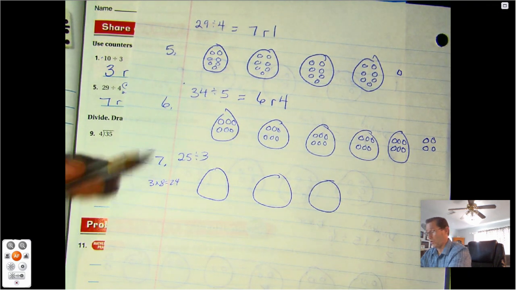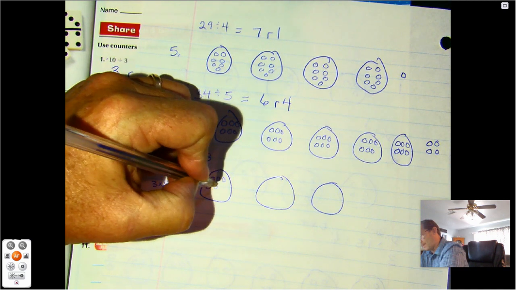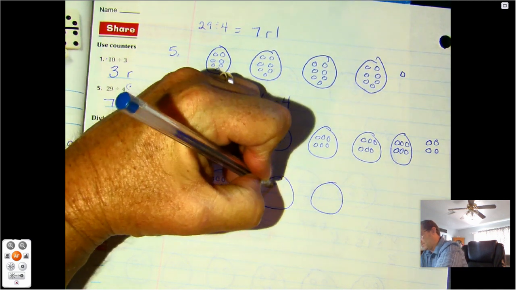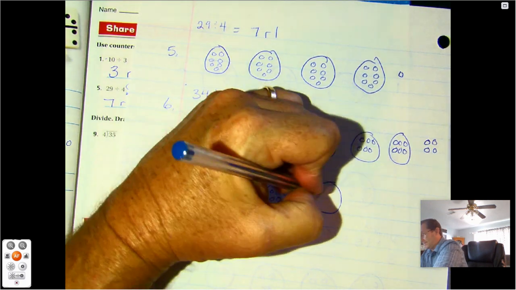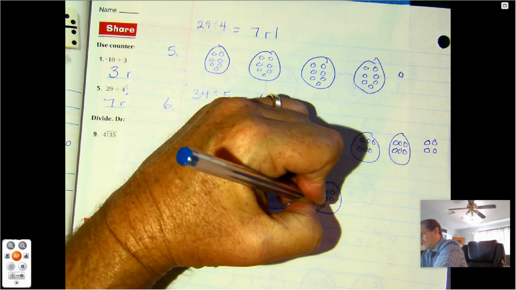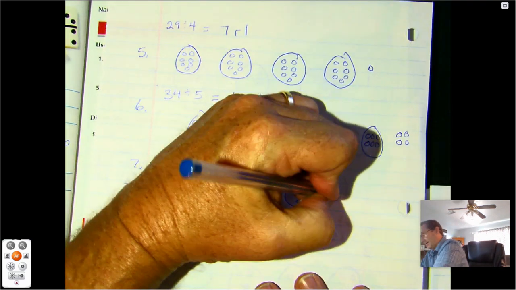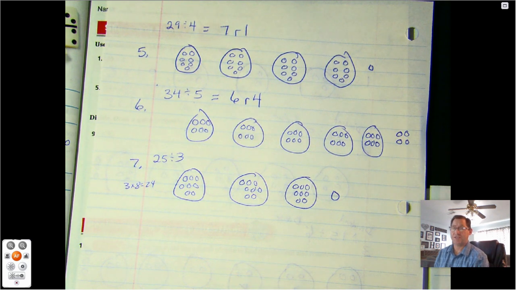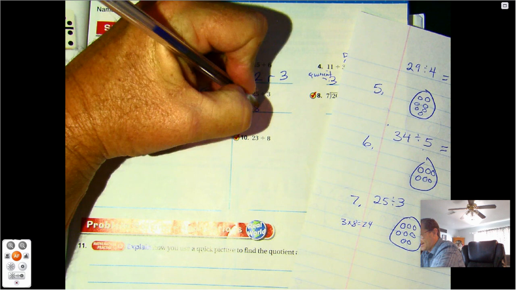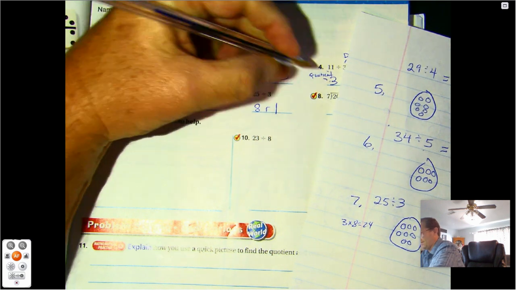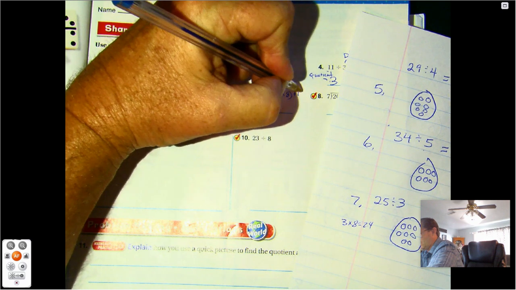So I'm going to put 8 in each group. So that's 16, 24. 8, 16, 24. And that would leave me 1 that I can't share evenly. So my answer would be 8 remainder 1. 3 times 8 plus 1 is 25.